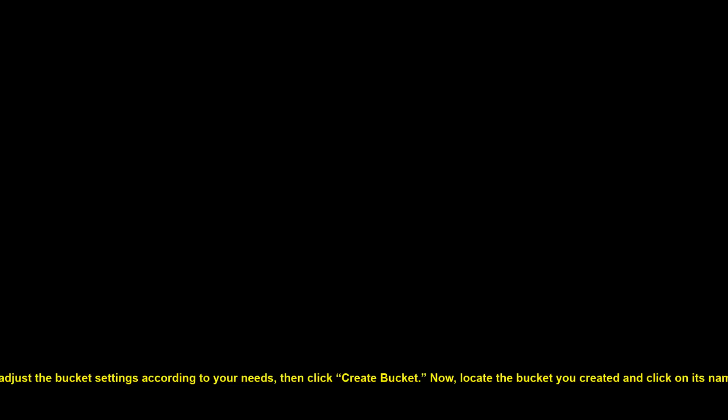Now, locate the bucket you created and click on it. To upload files, click on the Upload button. In the Upload dialog, you can either drag and drop files or click Add Files to select files from your device. Once your files are selected, review the permissions and properties if necessary. After configuring, click on the Upload button to start the transfer.